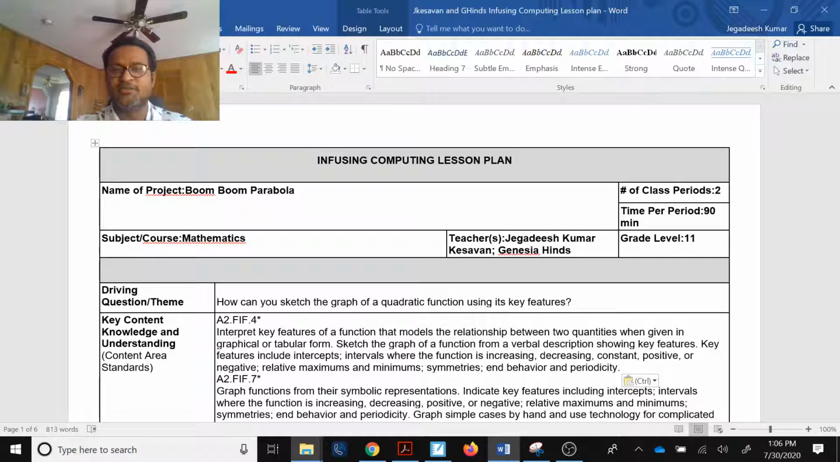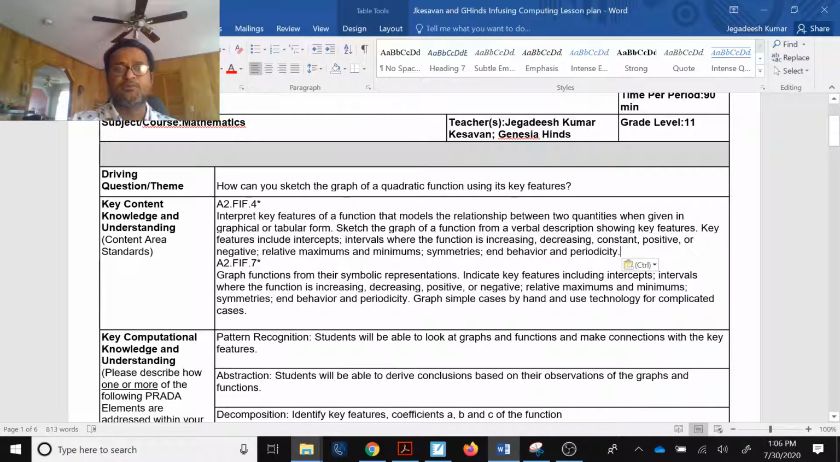I'm here to present our SNAP project. I have worked with Ms. Genesia Heinz, and the project name is called Boom Boom Parabola. So the driving question for this lesson is how can you sketch the graph of a quadratic function using its key features?